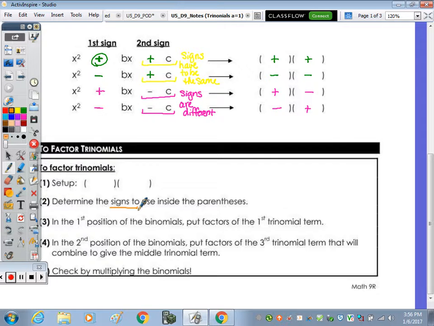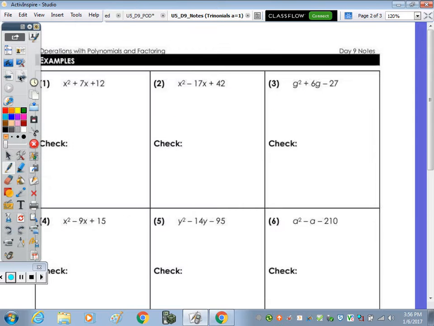In the first position, this spot and this spot, put the factors of the first term in the trinomial. That's usually your x squared. And then in the second position of the binomials, put the factors of the third term, which is typically the number or the constant. And then we check by multiplying. So let's flip to the last page.